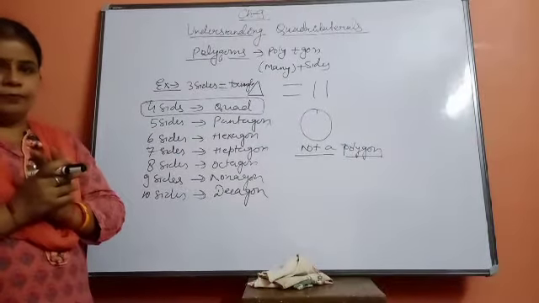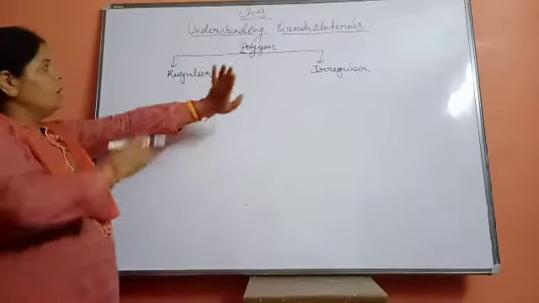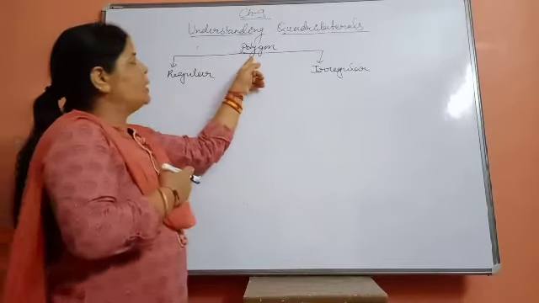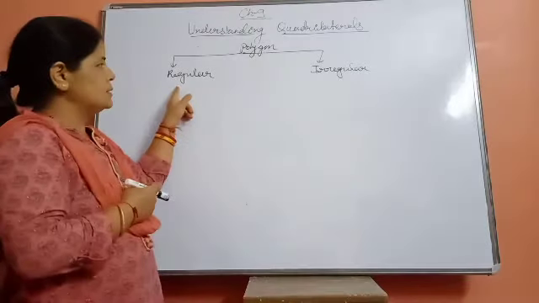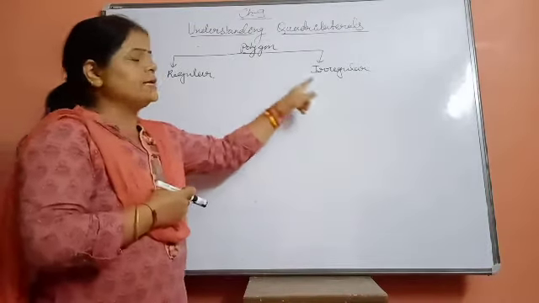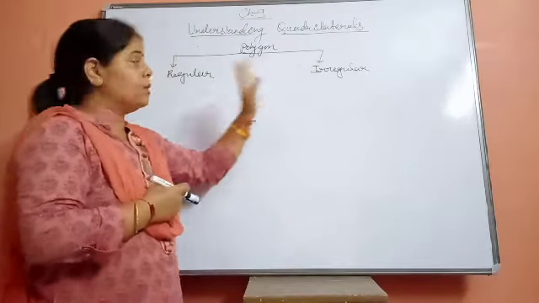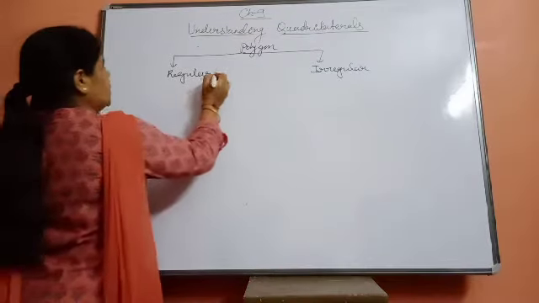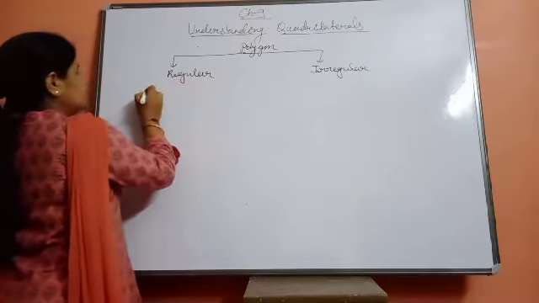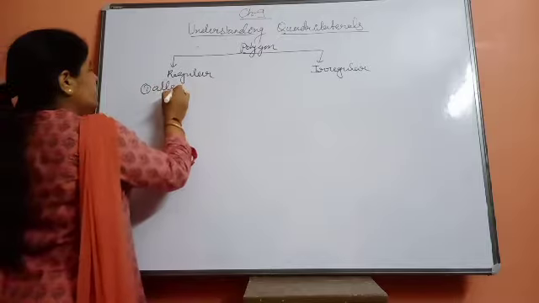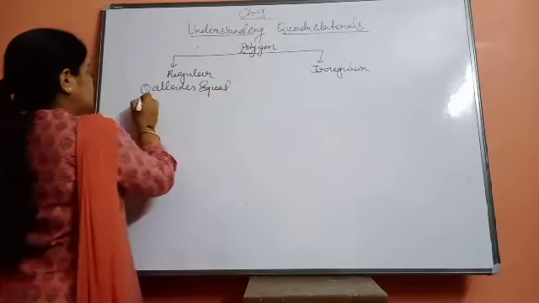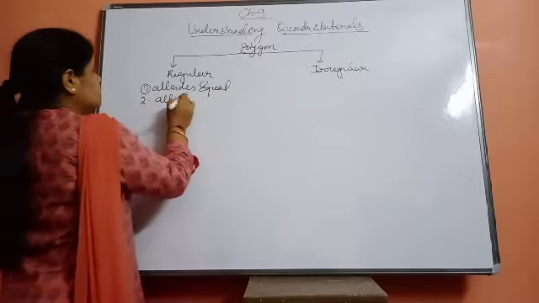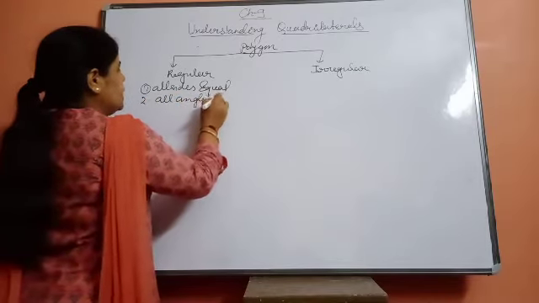Now we are going to learn the types of polygons. Polygons can be classified into two categories. The first one is regular polygon and the second one is irregular polygon. What do we mean by regular polygons? Regular polygons mean first, all sides are equal, and second, all angles are equal.